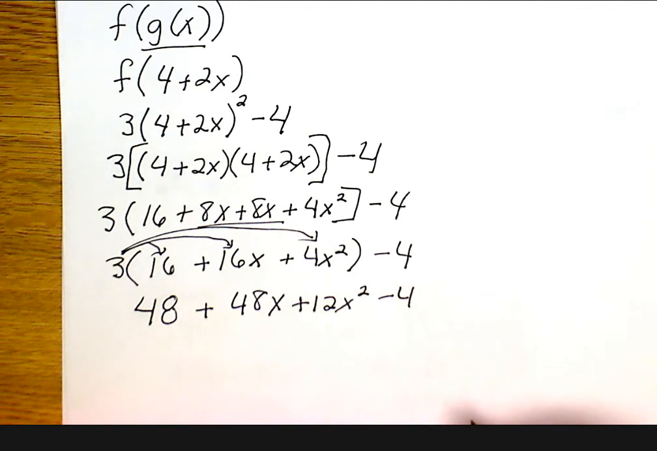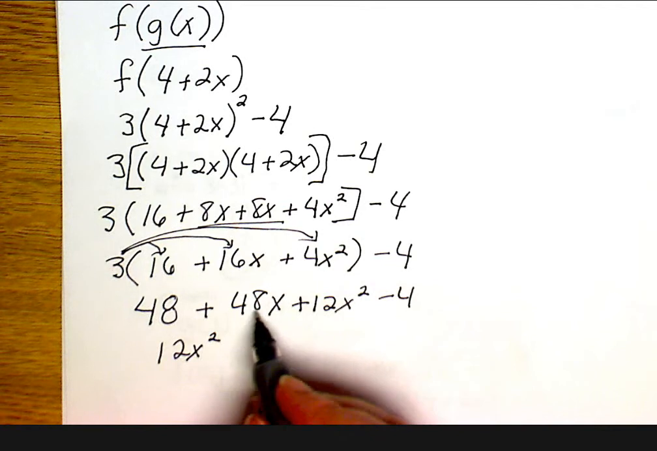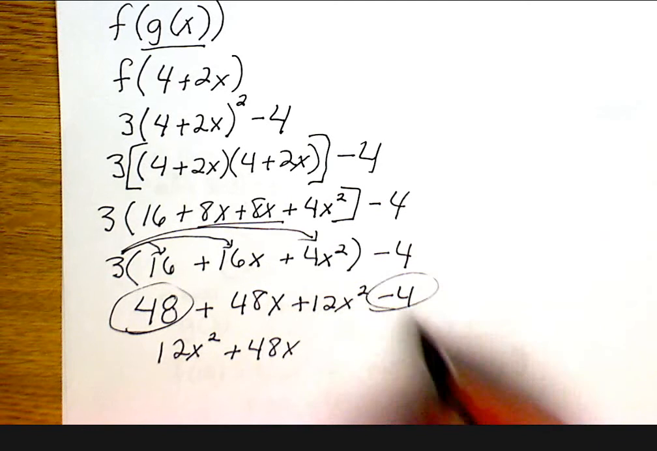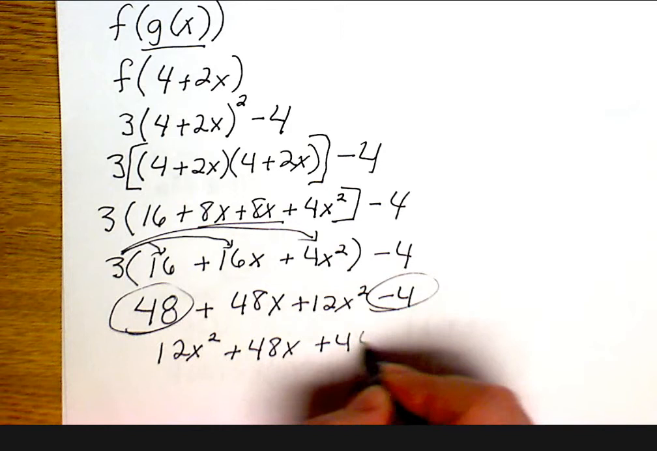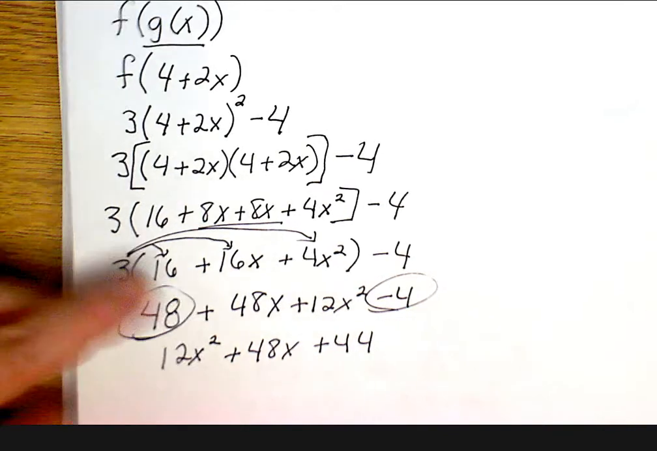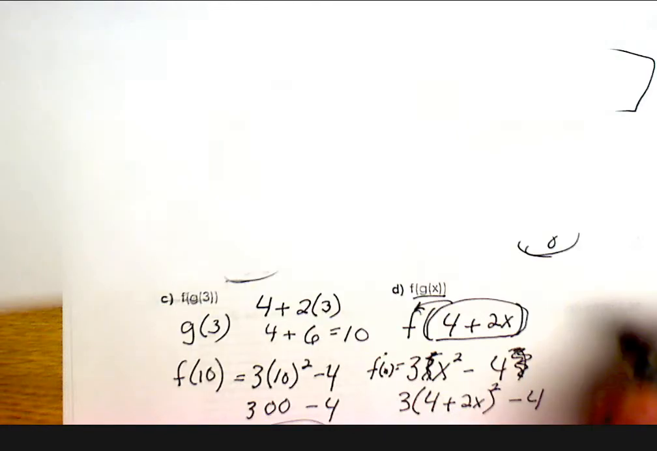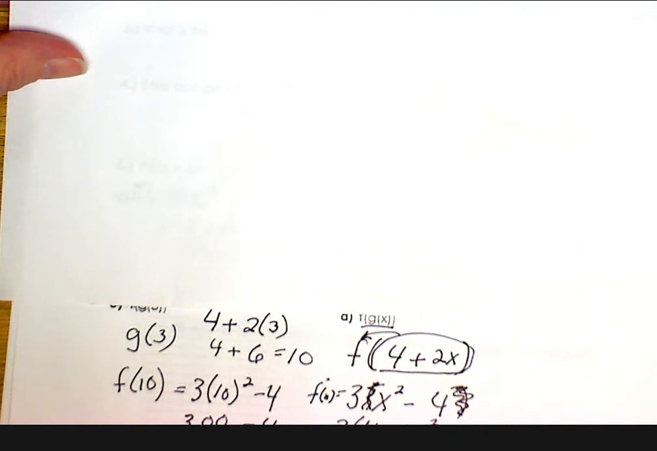To save one step, hopefully you guys are okay with it, I'm going to start putting them in order. What goes first? 12x squared. Then my 48x, and I'm going to combine these two together so I don't have another one, and it gives me the 44. So our answer was my 12x squared plus 48x plus 44.